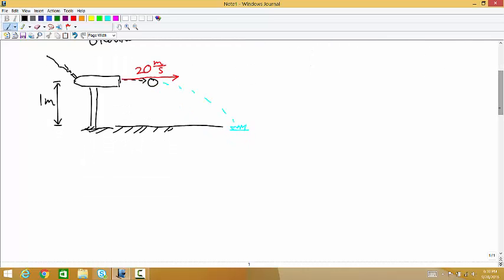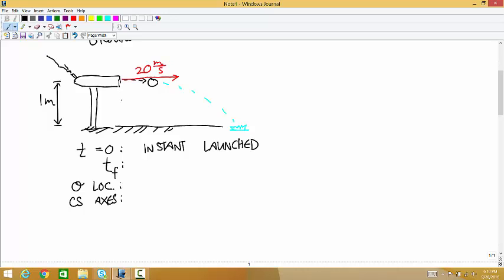Okay, so the first thing we have to do is make those 4 choices. The instant for time equals 0, the instant for time final, the origin location, and the coordinate system axis orientation. For time equals 0, that's going to be the instant that it's launched. Time final is the instant it hits the ground.